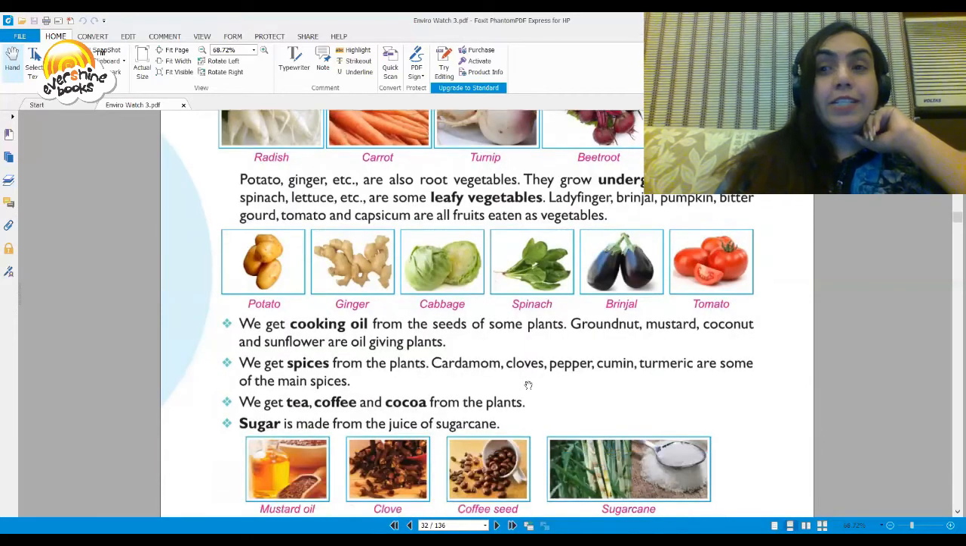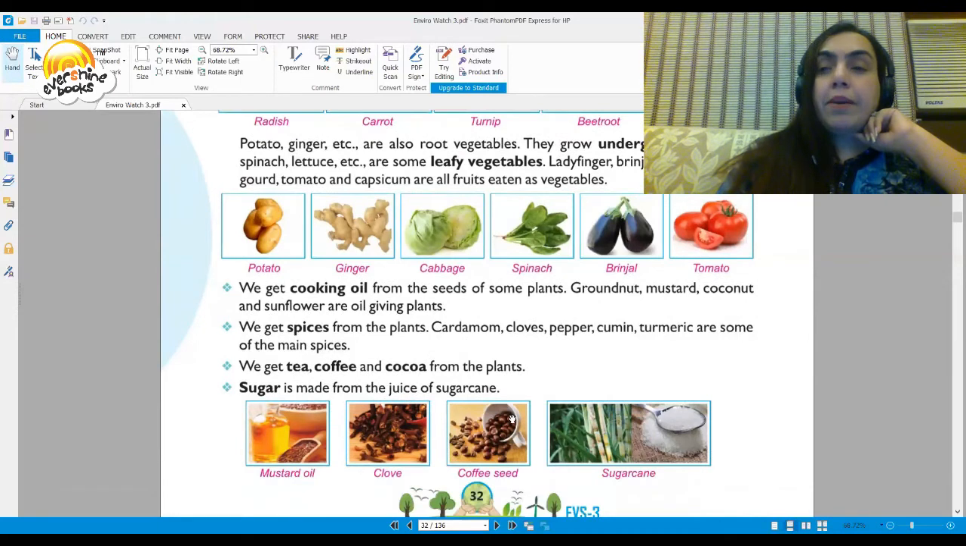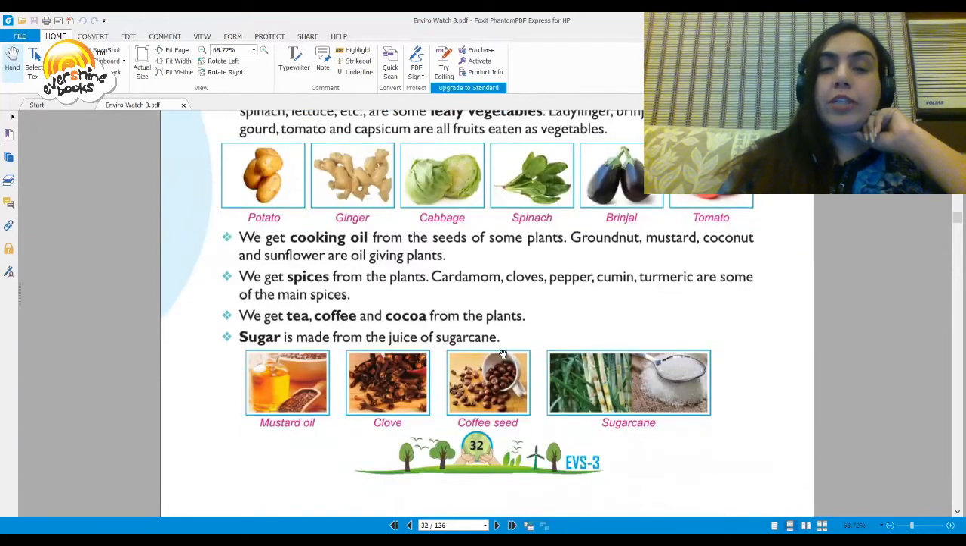We get spices from these plants. Cardamom, cloves, pepper, cumin, turmeric are some of the main spices. We also get beverages like tea, coffee, and cocoa from plants. Sugar is made from the juice of sugarcane.